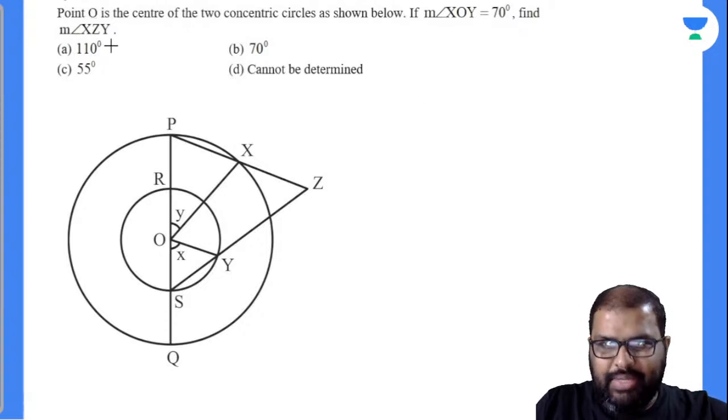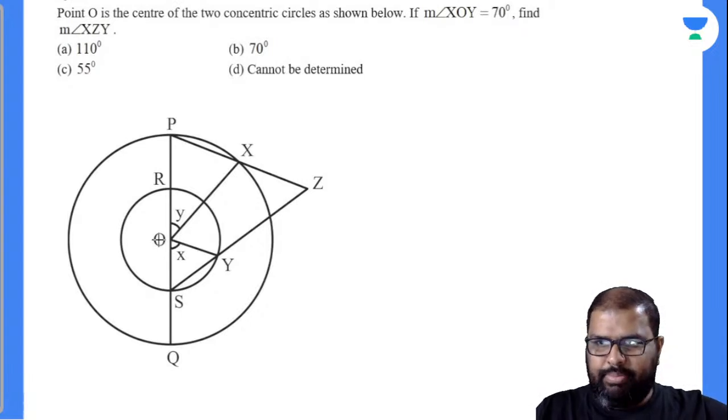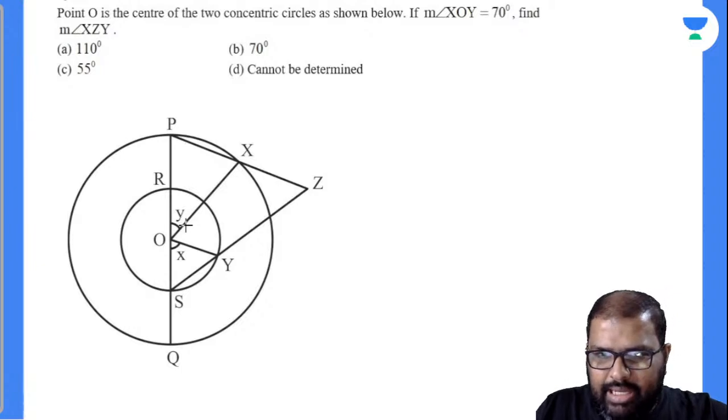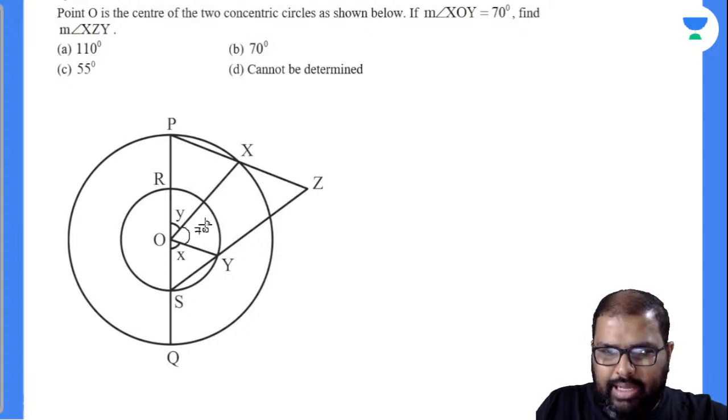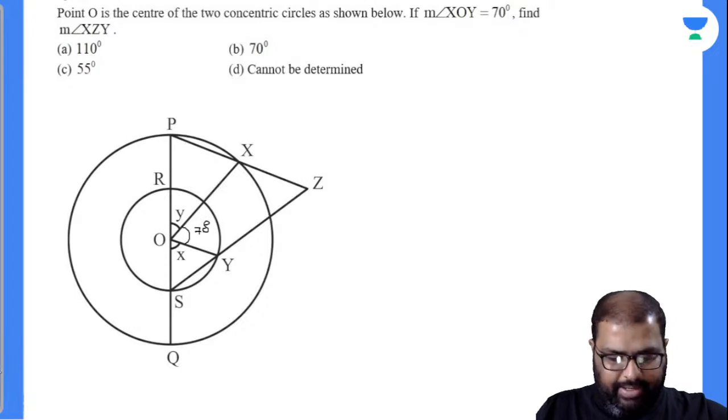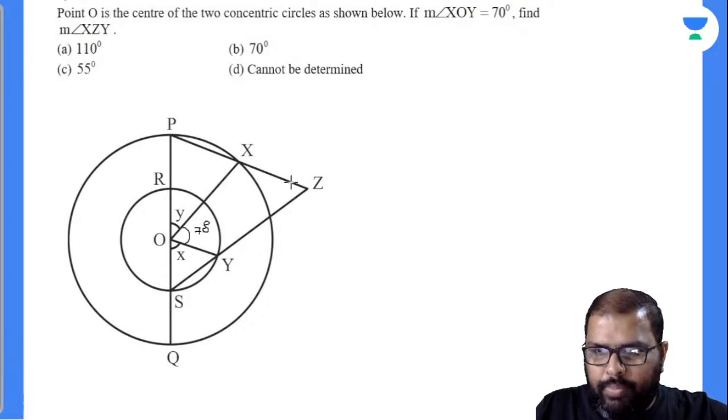Point O is the center of two concentric circles. As shown below, angle XOY is 70 degrees. Now see here, this is angle XOY, and it is given as 70 degrees. And you are asked to find angle XZY. Cannot be determined? No, we can find out the answer there. This is the question asked, XZY.